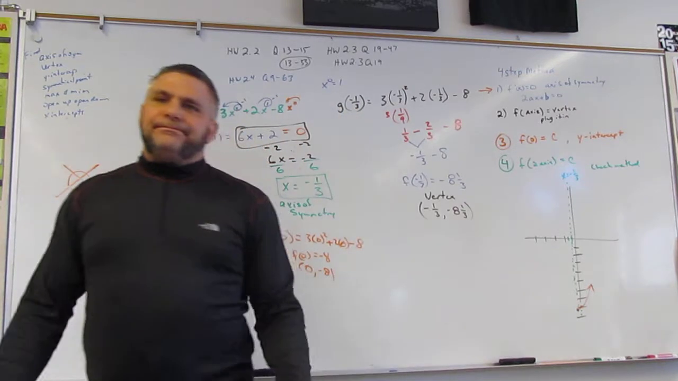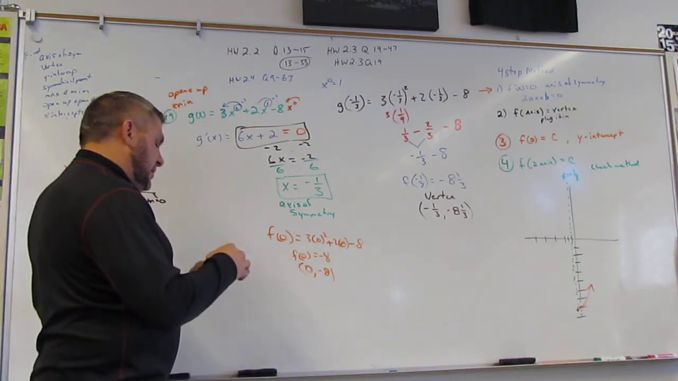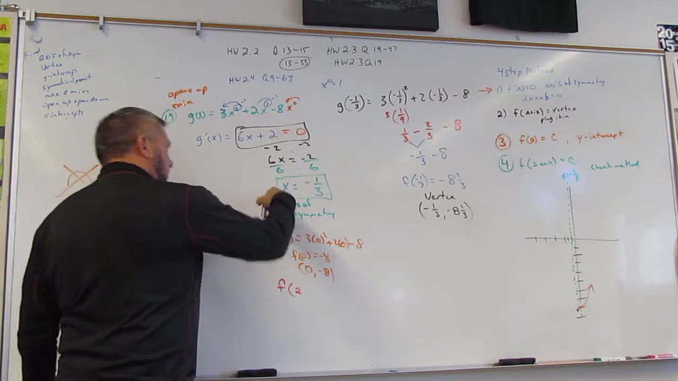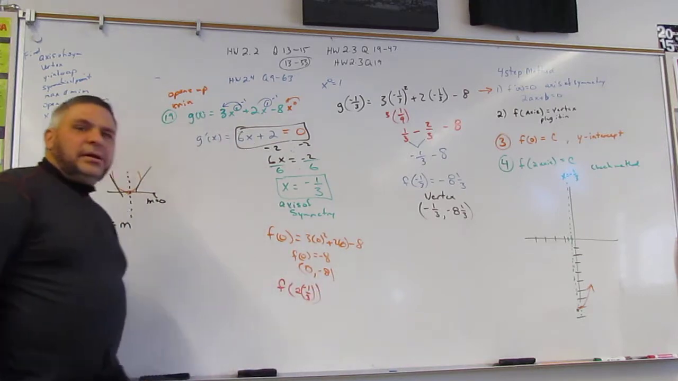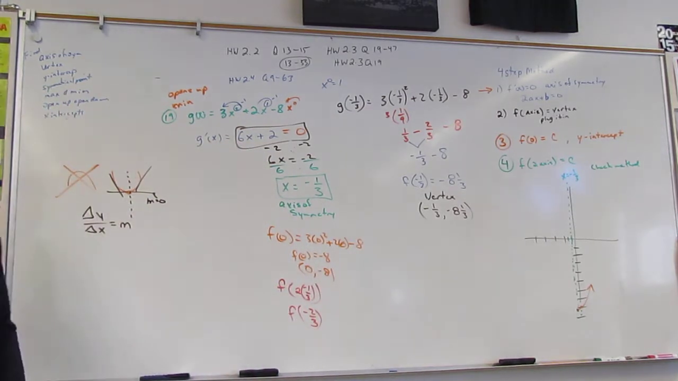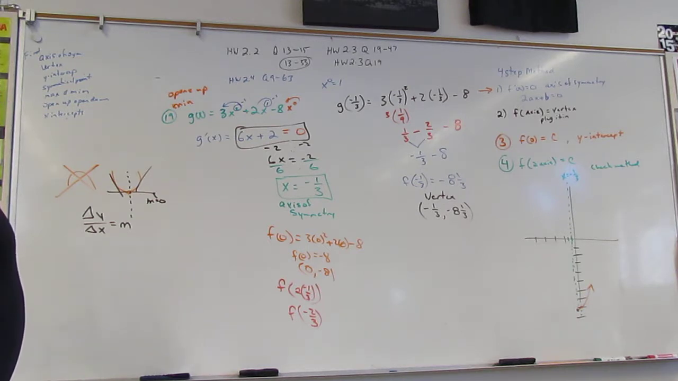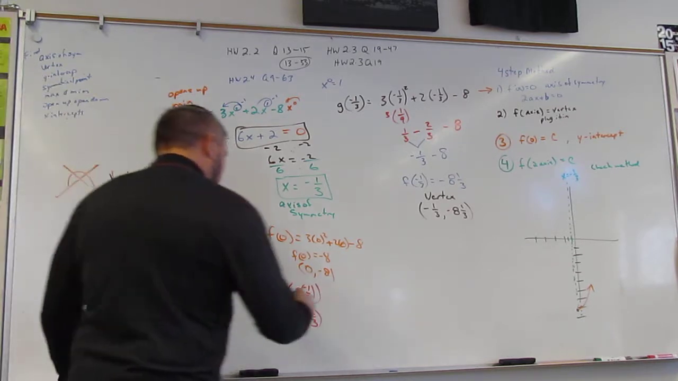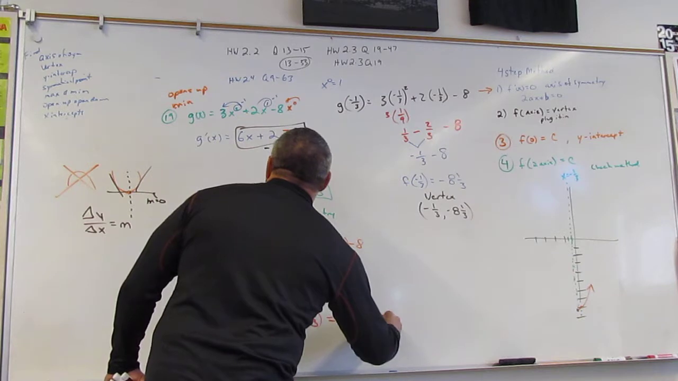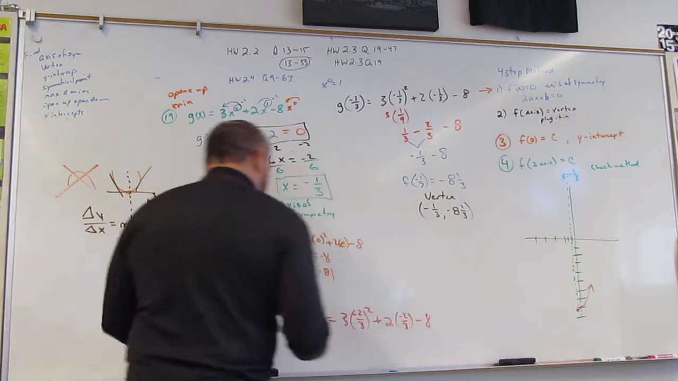So we're going like that. And then on the other side, we have f of 2 times the axis. What's the axis? Negative 1/3. 2 times negative 1/3 is negative 2/3. That sucks, but that's the way it is. Hope this works. That means 3 times negative 2/3 squared plus 2 times negative 2/3 minus 8.